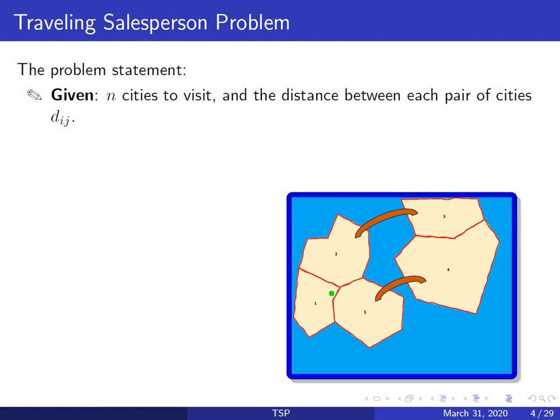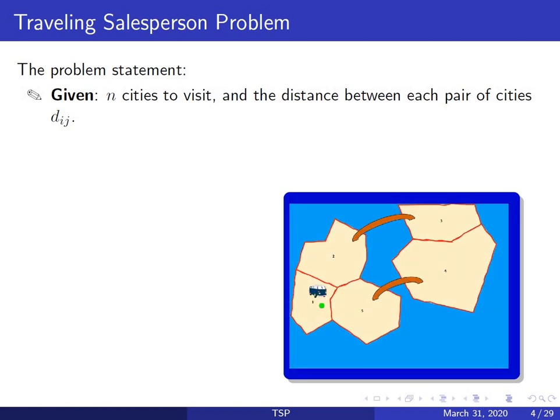Now among these cities, there is one city that is considered as the start or home city. For example, here city 1 is the start city. The salesperson starts from the home city, visits the other cities, and returns to the home city. There are many possible paths that the salesperson could travel. For example, this is one of the paths that he will travel and reach back to the home city. This is another path.